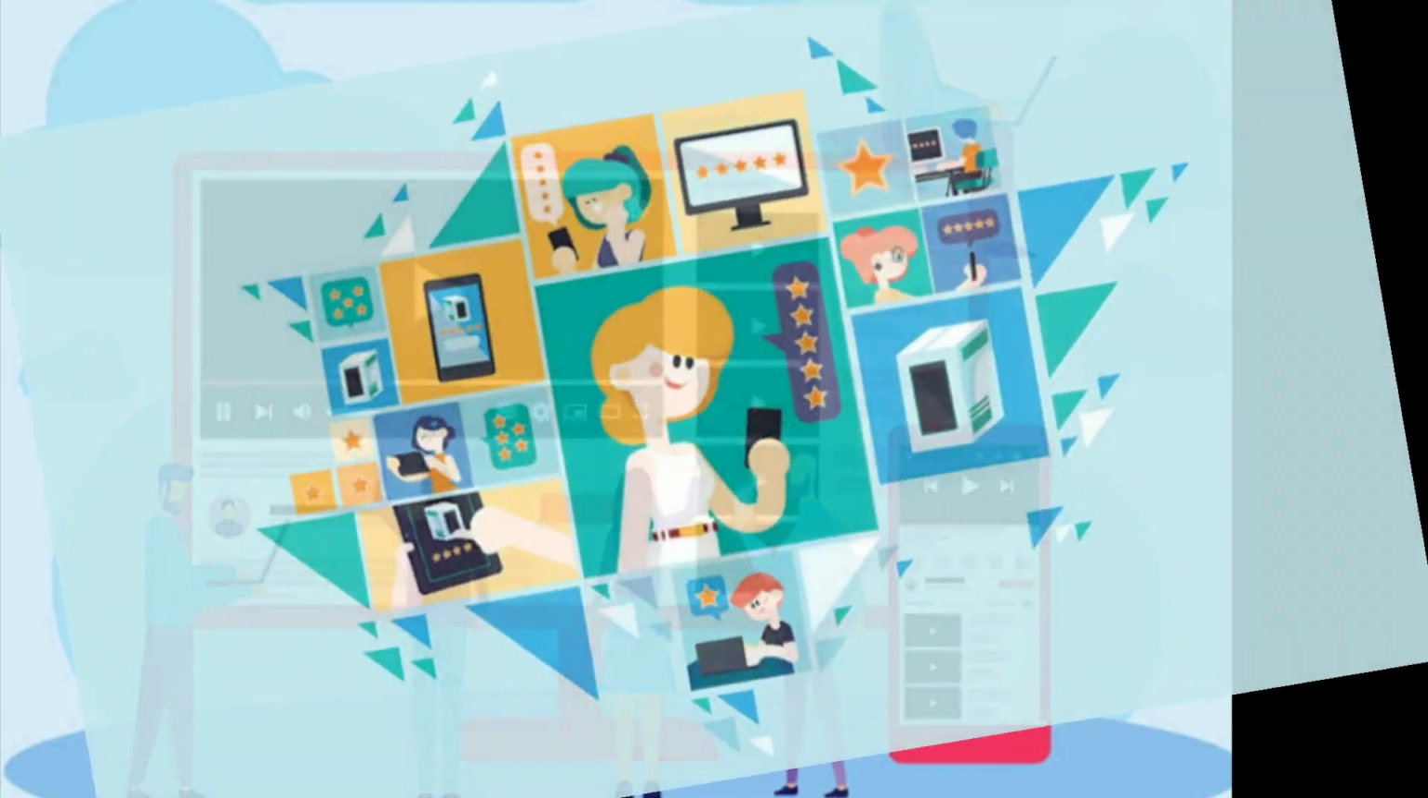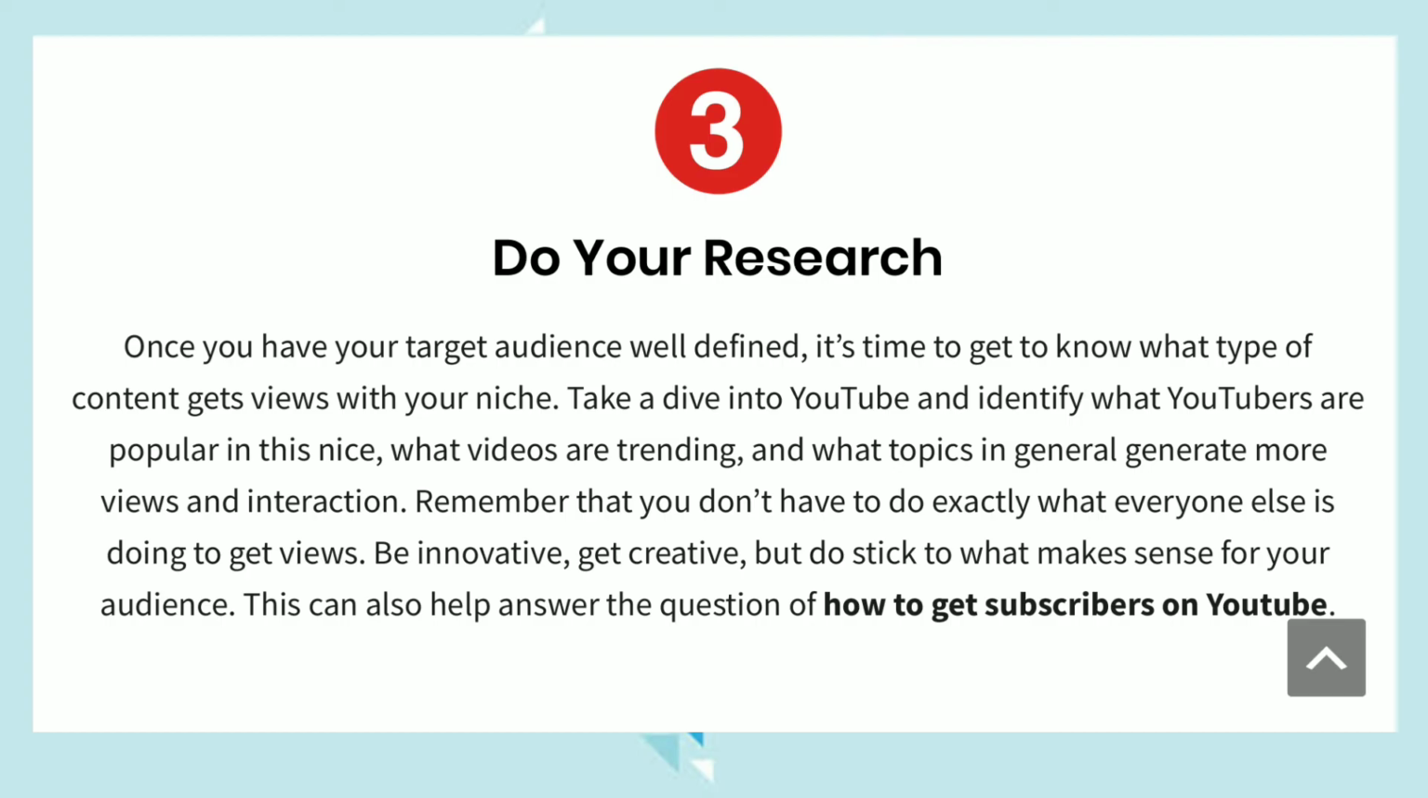Number 3. Do your research. Once you have your target audience well defined, it's time to get to know what type of content gets views with your niche. Take a dive into YouTube and identify what YouTubers are popular in this niche, what videos are trending, and what topics in general generate more views and interaction.